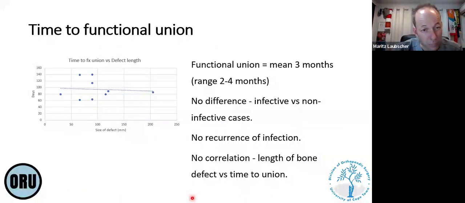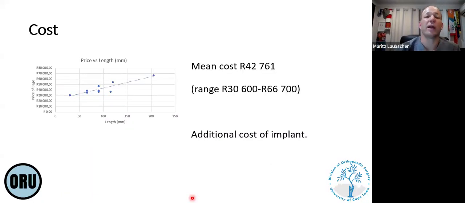So functional time to union, in other words, all the patients who are off crutches functionally taking weight, before 4 months, and there is no difference or no correlation to the length of the defect in the treatment, which can be useful as well. And also the nicest thing about this, having it locally made, the mean cost was 42,000 Rand.